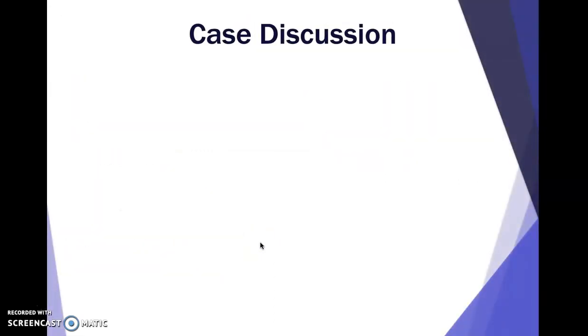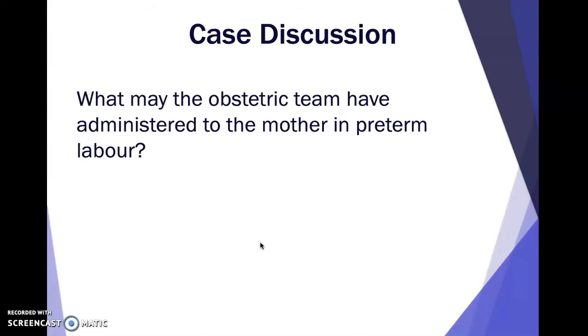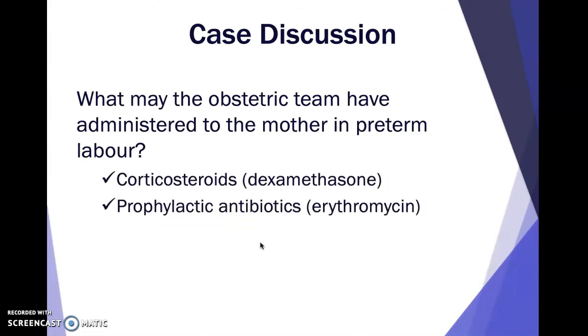Okay, so let's discuss the case first. Let's recap how the team would have managed this mother. She would have been given corticosteroids such as dexamethasone. This helps the lungs to mature. We're discussing NEC today, but breathing problems, remember, are the main cause of death in the preterm infant. So it's really important to try and prevent this when the mother goes into preterm labour.